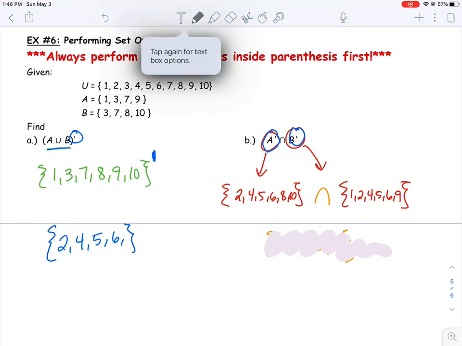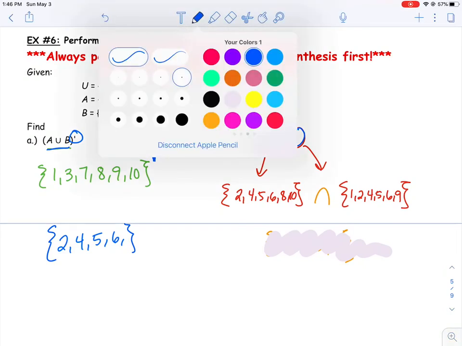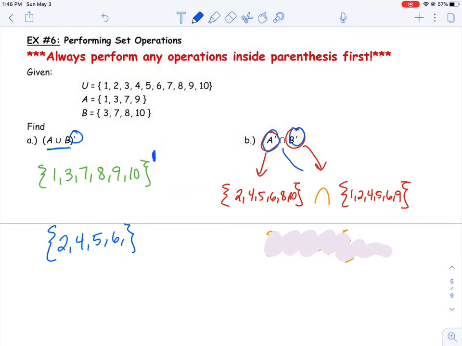And now that we've done the complement of each one, we can do their intersection. So what elements are in this first set and in this second set? Remember, intersection means where they overlap and they are the same. And so what elements are in A and in B? I ended up getting 2, 4, 5, and 6. Happens to be the same answer as the first one.